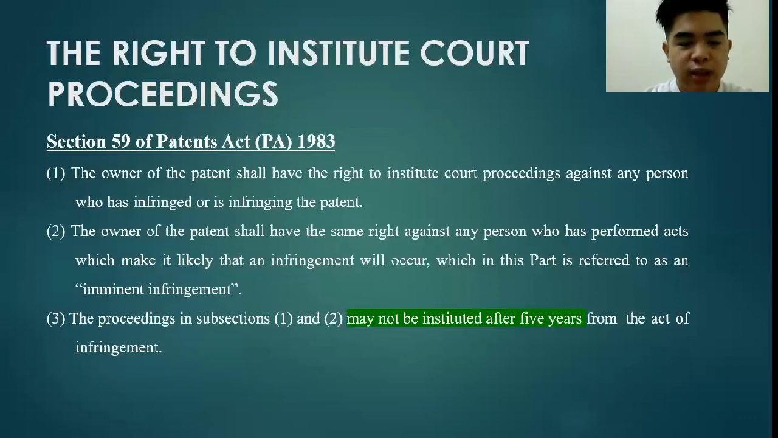However, if you observe Section 59, subsection 3, you will find that there are limitations regarding such infringement proceedings, which is that the proceedings in subsections 1 and 2 may not be instituted after 5 years from the act of infringement. Thus, it is crucial to institute the infringement proceedings within the time limitation. Otherwise, the owner of the patent whose patent has been infringed will not be able to claim remedies in court.